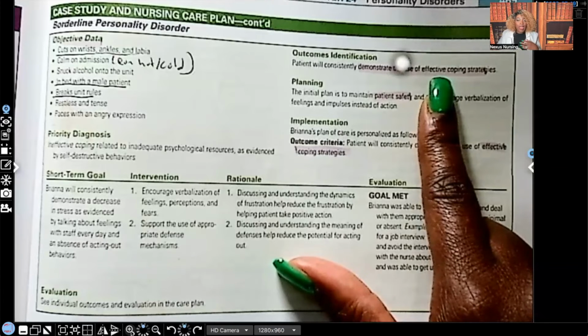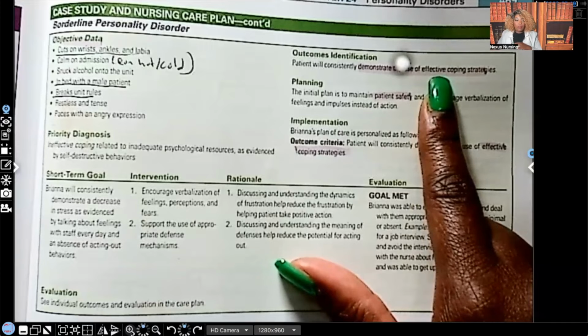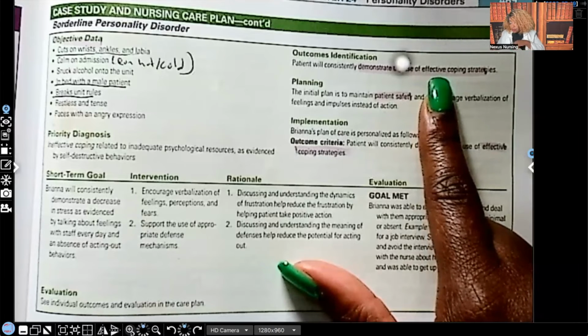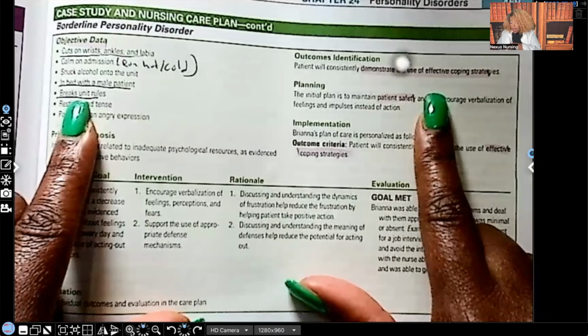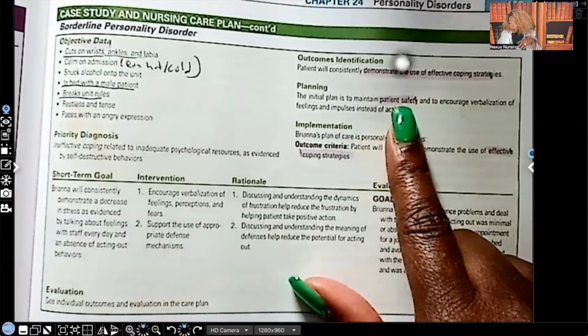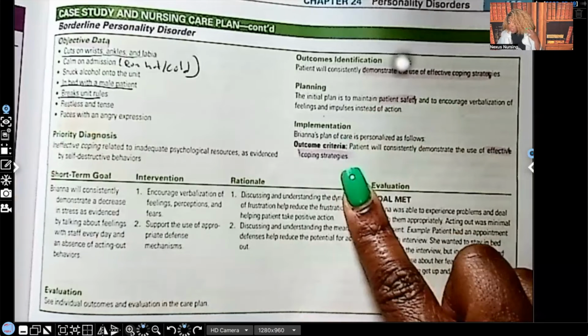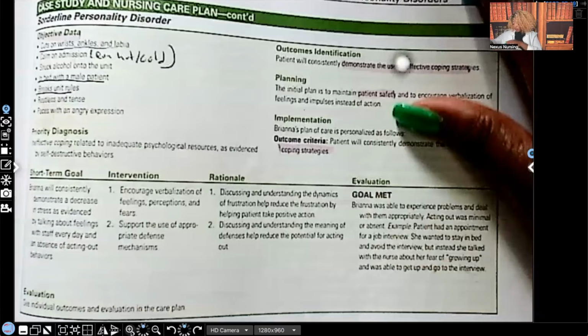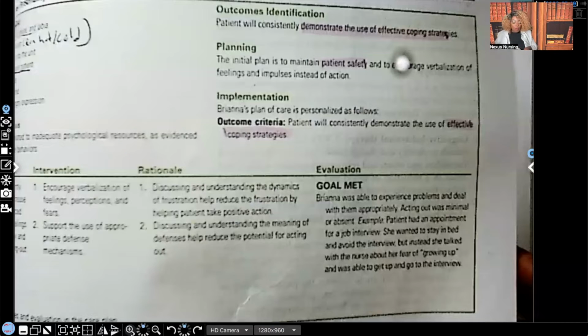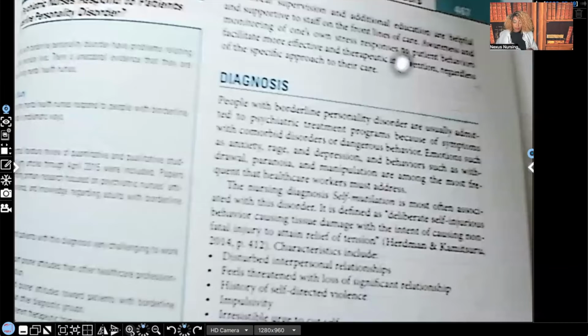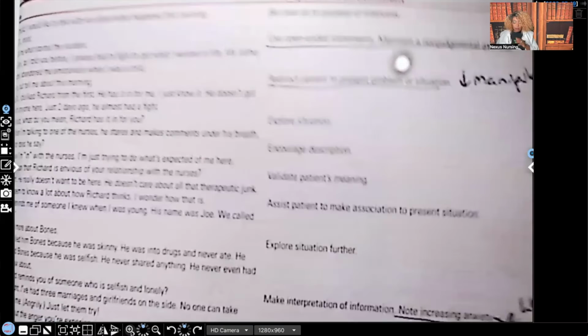So they go to what? Cutting themselves. So you're going to demonstrate effective coping mechanisms and strategies. You're going to do patient safety. You want to make sure the patient's always safe. Teach them effective coping strategies. I said that already. One more thing I want to go over with you guys. Here we go.